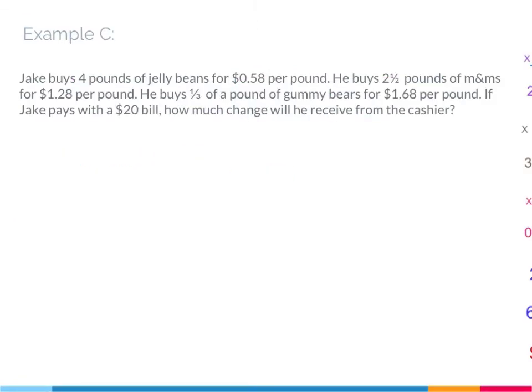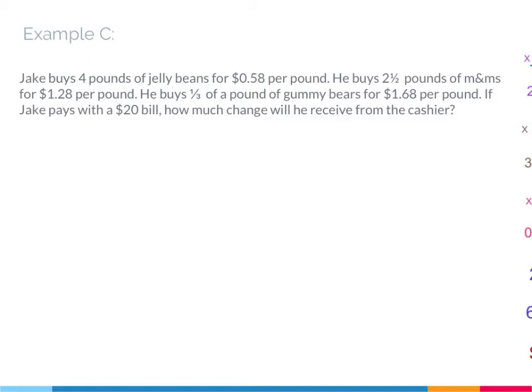So here in example C, it says Jake buys 4 pounds of jelly beans for 58 cents per pound. He buys 2.5 pounds of M&Ms for $1.28 per pound. He buys a third of a pound of gummy bears for $1.68 per pound. If Jake pays with a $20 bill, how much change will he receive from the cashier? So we have to figure out how much each thing that he bought is worth. Then we can add those all together, and then we can figure out how much he needs to pay and then how much he gets back after he pays with $20.